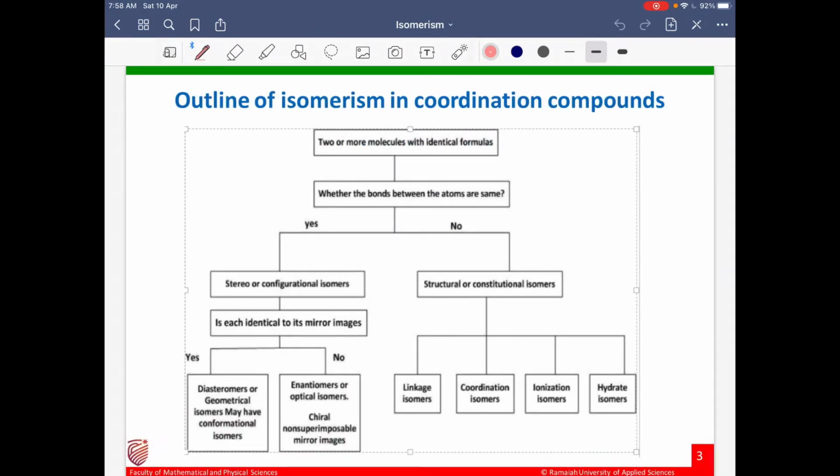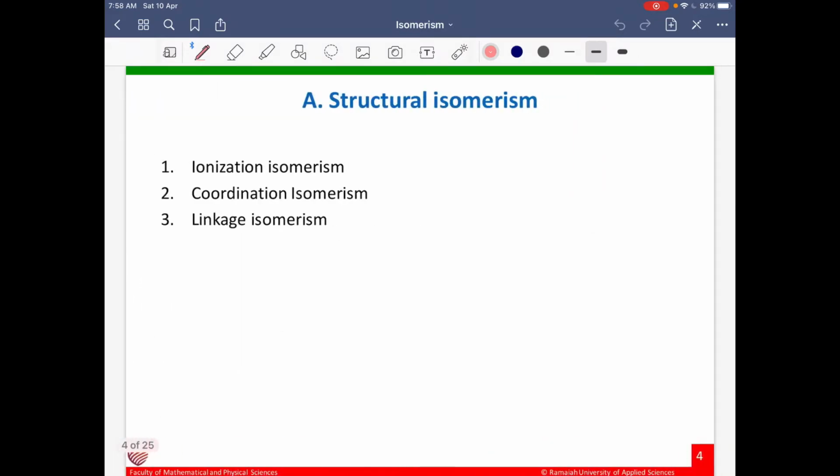An outline of isomerism in coordination compounds is shown here. We will discuss each type of isomerism in detail. We will start with structural isomerism. Three types of structural isomerism exist in coordination compounds. They are ionization isomerism, coordination isomerism, and linkage isomerism.